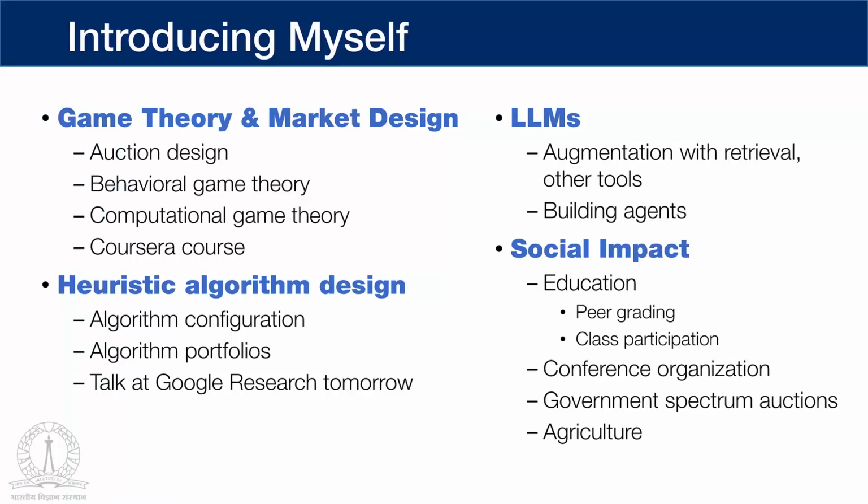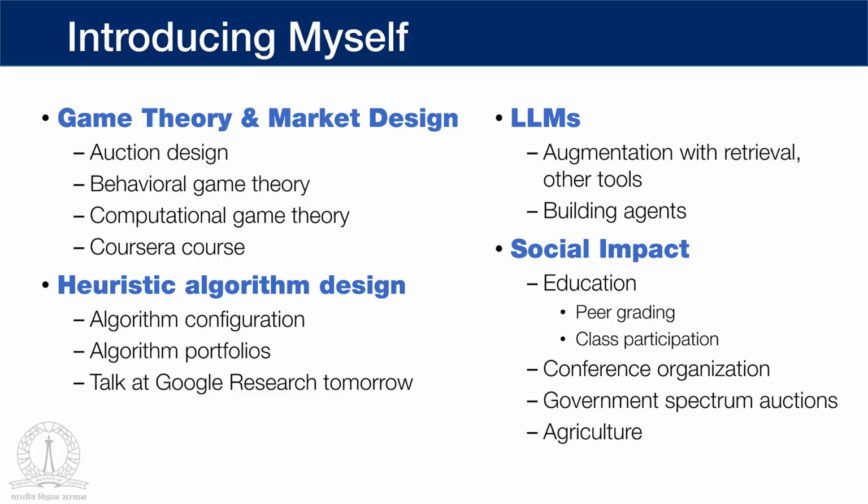Yeah, so I've thought about building peer grading techniques leveraging AI. I've thought a bit about how to encourage class participation through technology, and also applied AI techniques to the operation of AI conferences, such as AAAI. So we published a bit on how to break up collusion rings, how to do a better job of matching papers and reviewers together. I've applied auction design and heuristic algorithms both to the design of government spectrum auctions. And I've also done some work in agriculture, which I'll tell you about today.